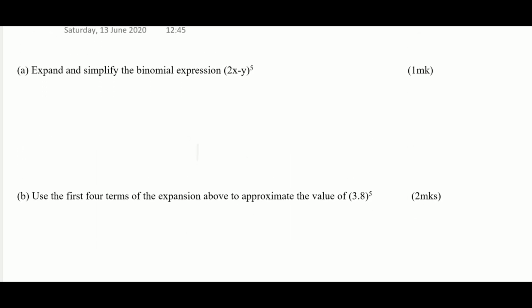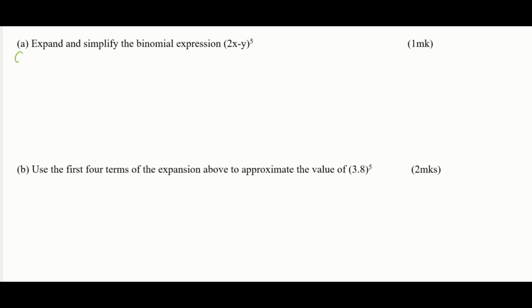Expand and simplify the binomial expression. So the first thing you're going to do is to list down the coefficients of power 5. And you're going to get this from Pascal's triangle. Now the coefficients are 1, 5, 10, 10, 5, and 1. So these are the ones that you're going to use.